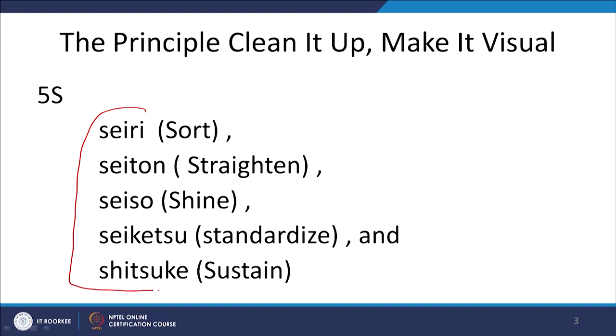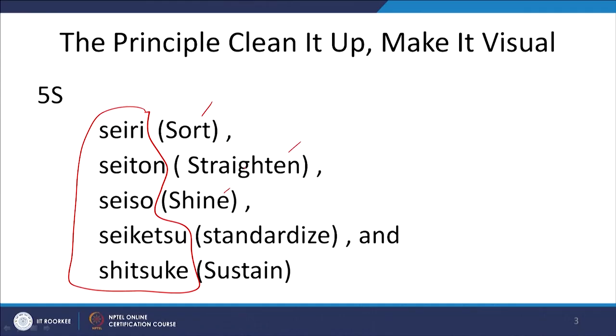So, you find this 5S concept, and many of you must have heard about these 5S. These are Seiri, Seiton, Seiso, Seiketsu and Shitsuke. These 5S concepts have been adopted all across the globe, and the English translation is also available in the form of 5S, that is sort, straighten, shine, standardize and sustain.